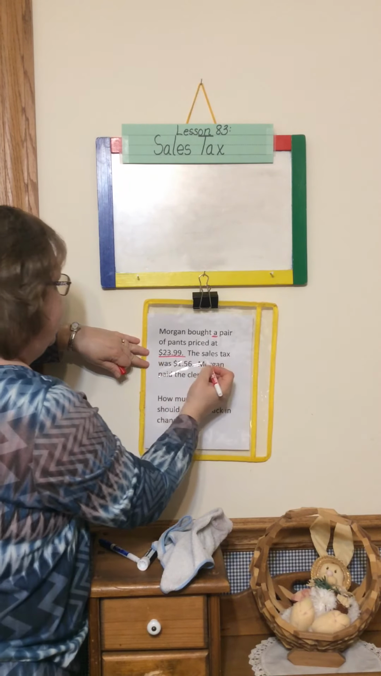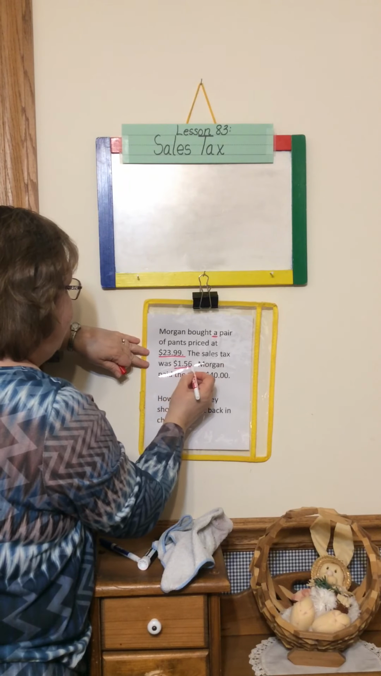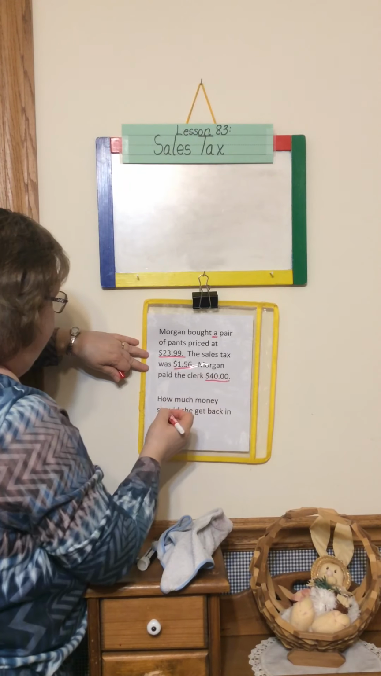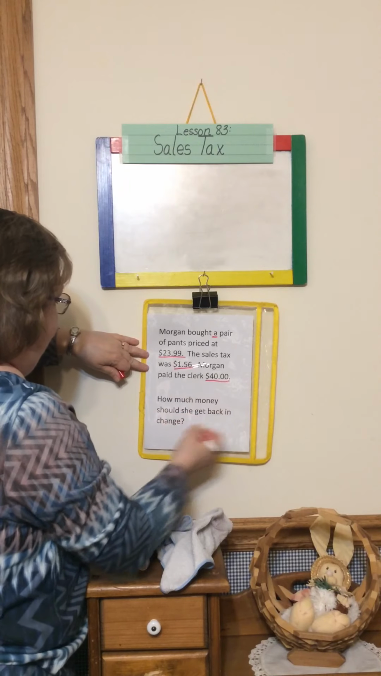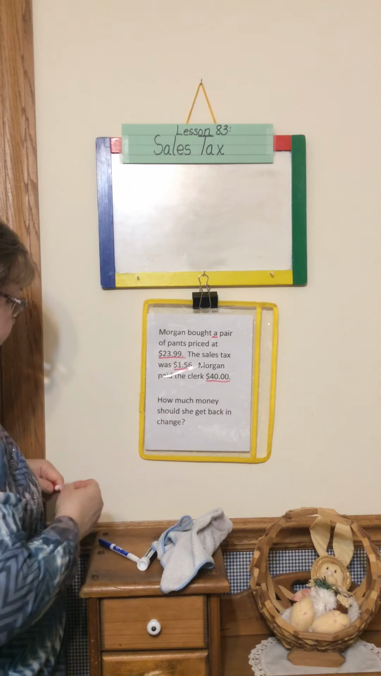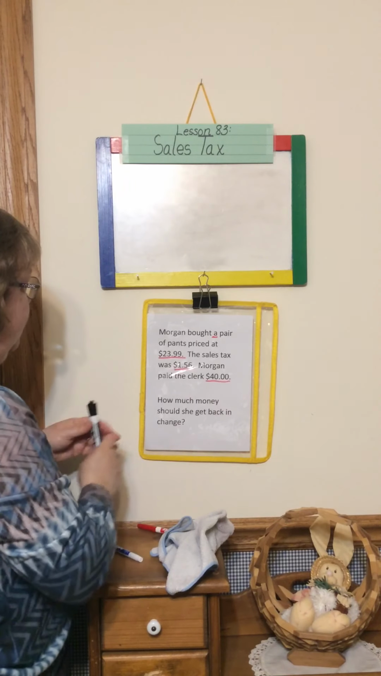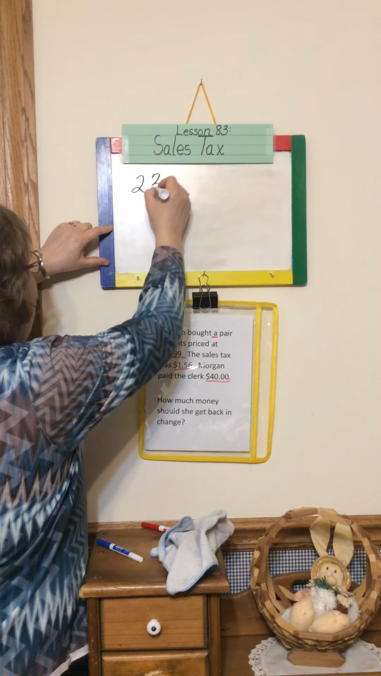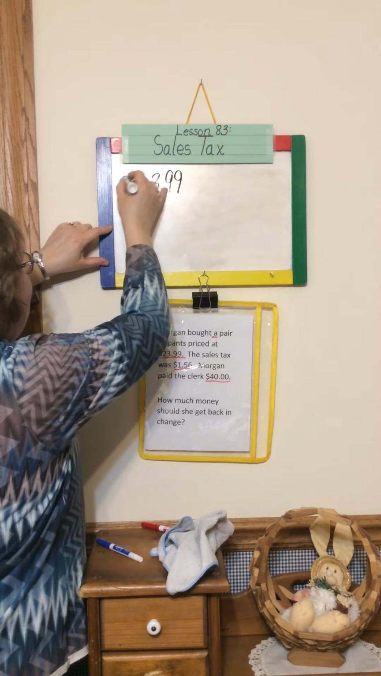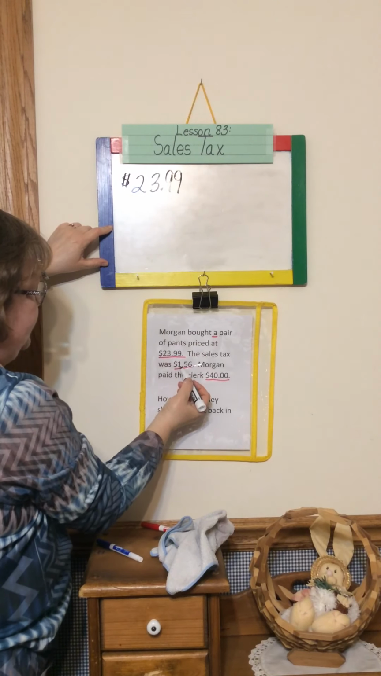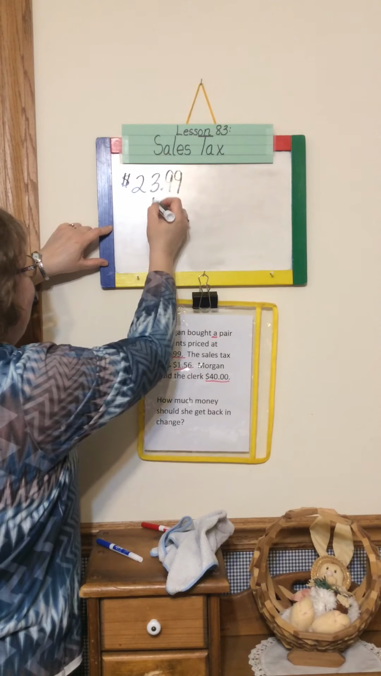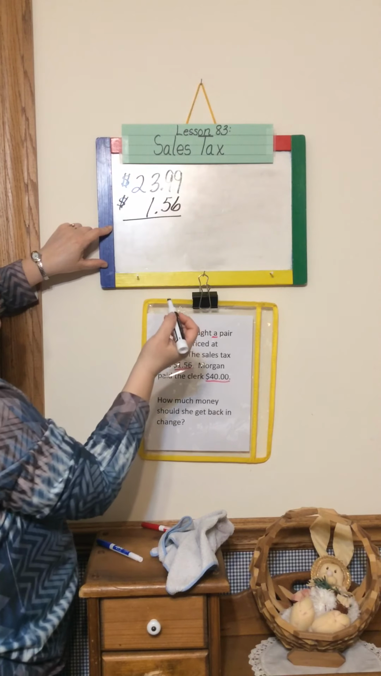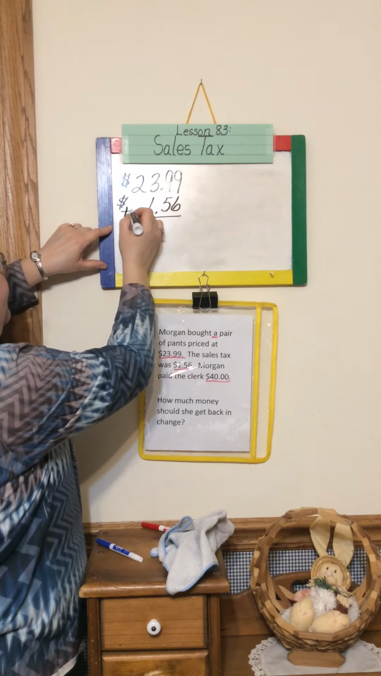$23.99. The sales tax was $1.56. Morgan paid the clerk $40. How much money should she get back in change? Well, first of all, Morgan bought a pair of pants for $23.99. Now, that's not the only thing that she spent, because remember, she had to pay for the sales tax, which was $1.56. So we're going to do $1.56. And we have to first figure out the total that she paid. Now, if we figure out the total, we have to add.